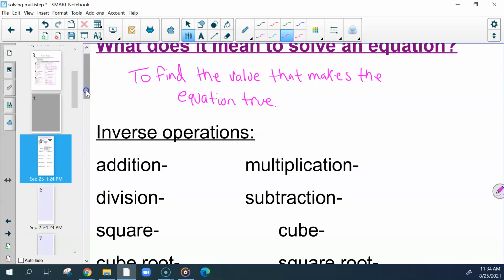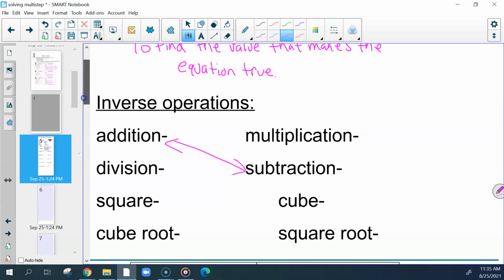So what would the inverse of addition be? Subtraction. It's not a trick question, I promise. What would the inverse of division be? Multiplication. The inverse of squaring something? The square root. Cube is going to be something completely different. Yes, multiplied by itself 3 times. And then the opposite of cube is the only one left.